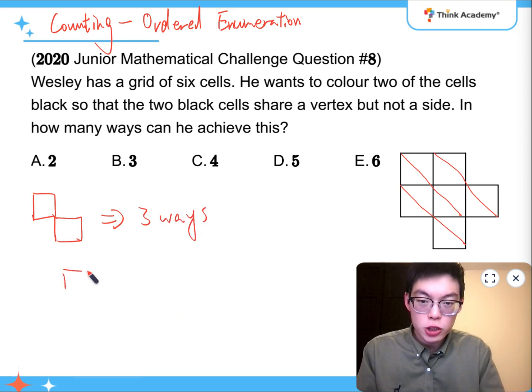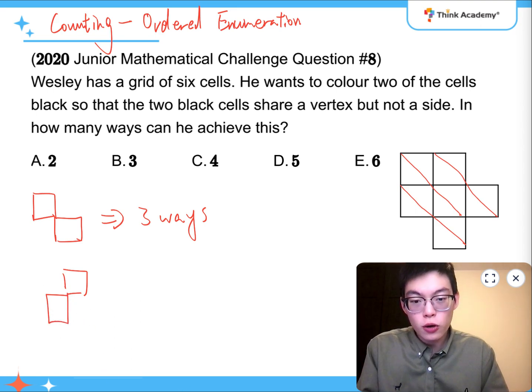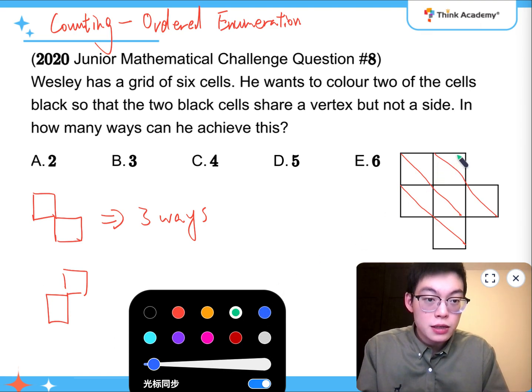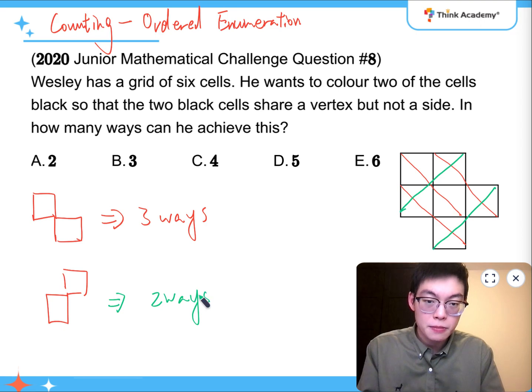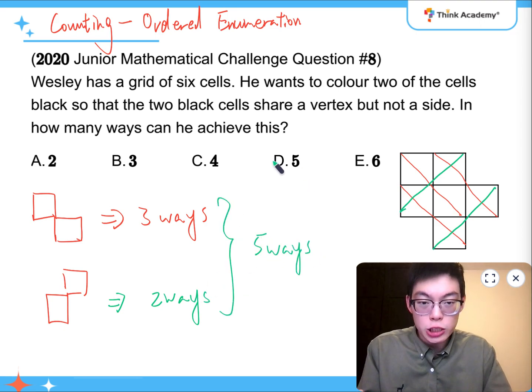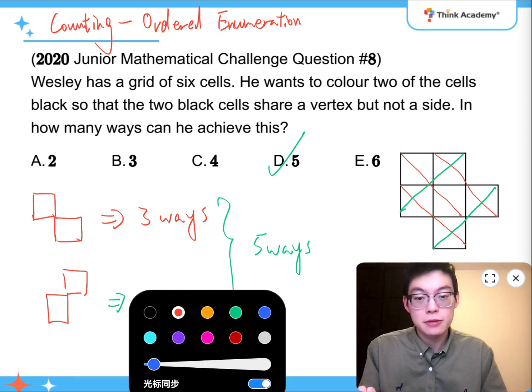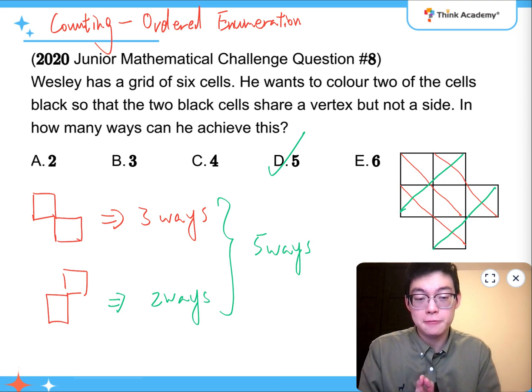And then what about top right and bottom left? I can just try to draw a line, again, from the top right to the bottom left. So I have that one and that one. So it means that I've got 2 ways. Altogether, there will be 5 ways in total. So the answer is 5. Does it make sense? Just like that.